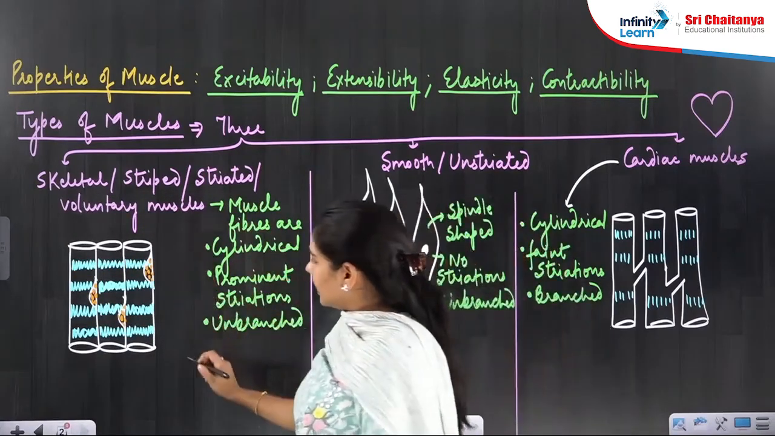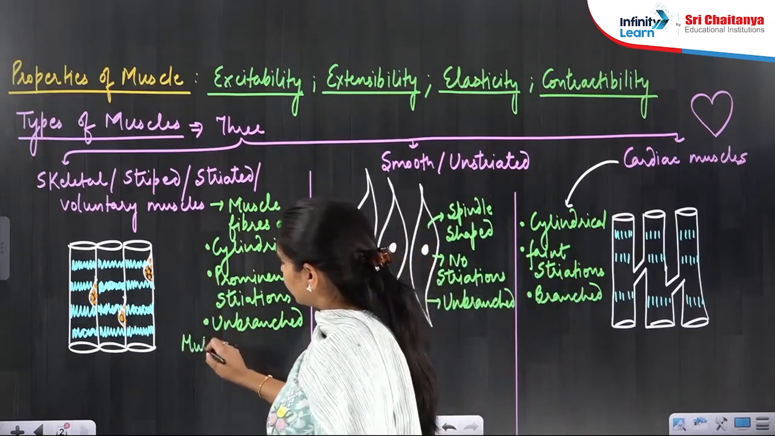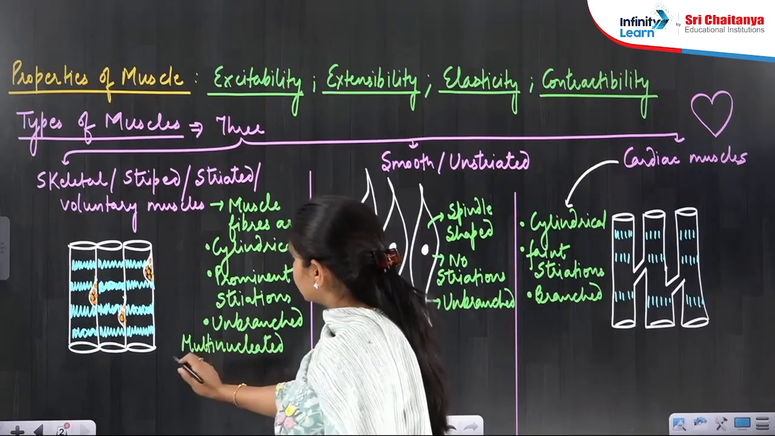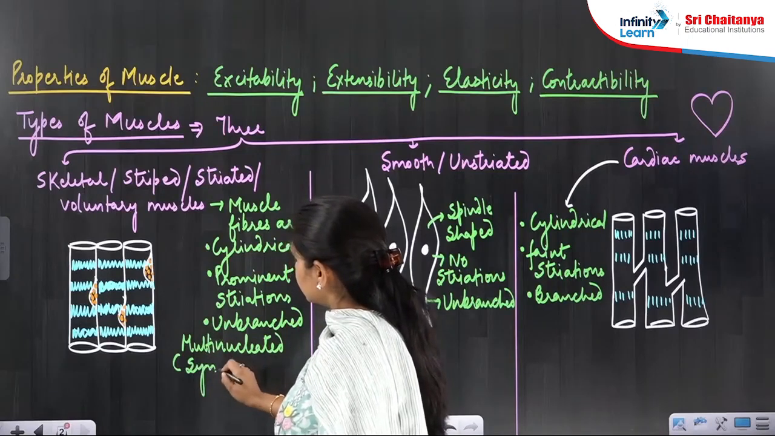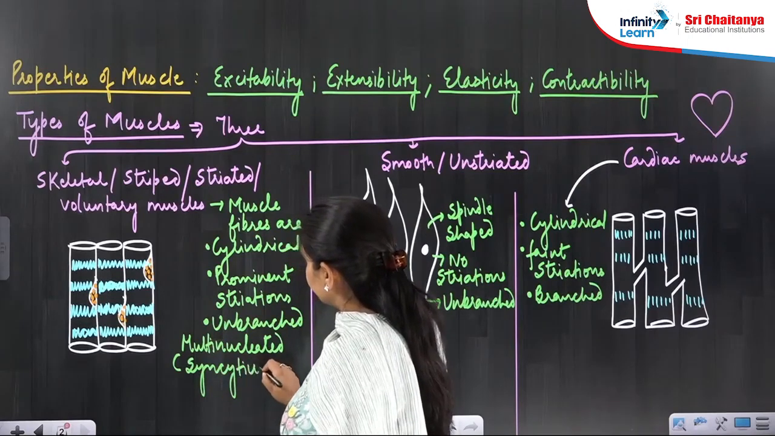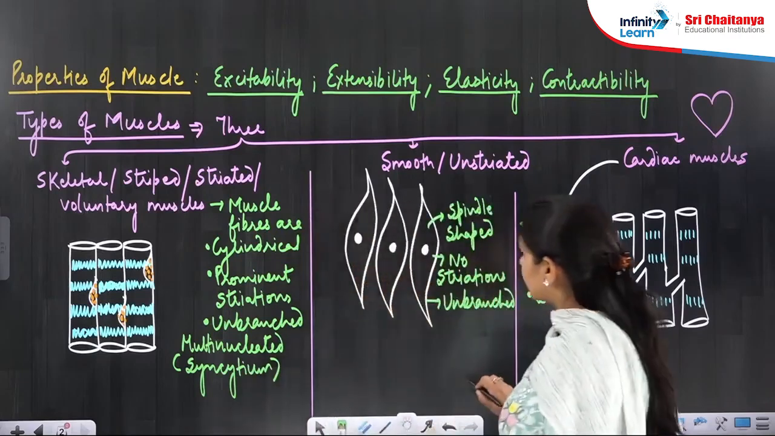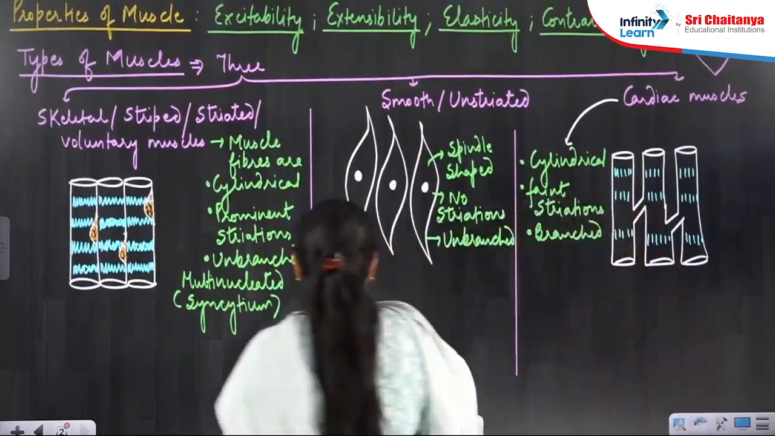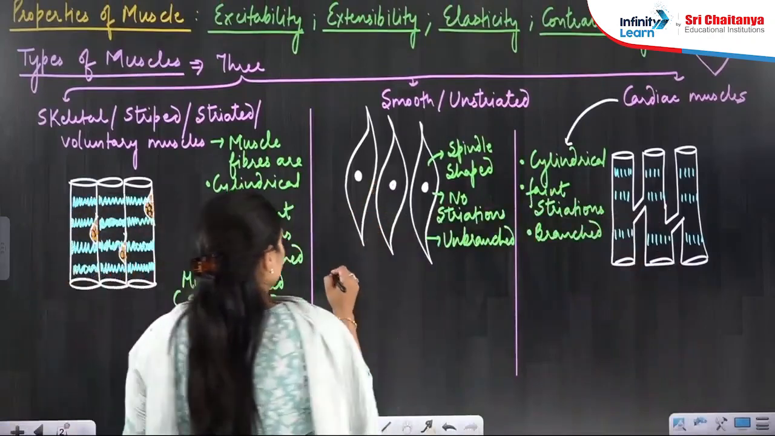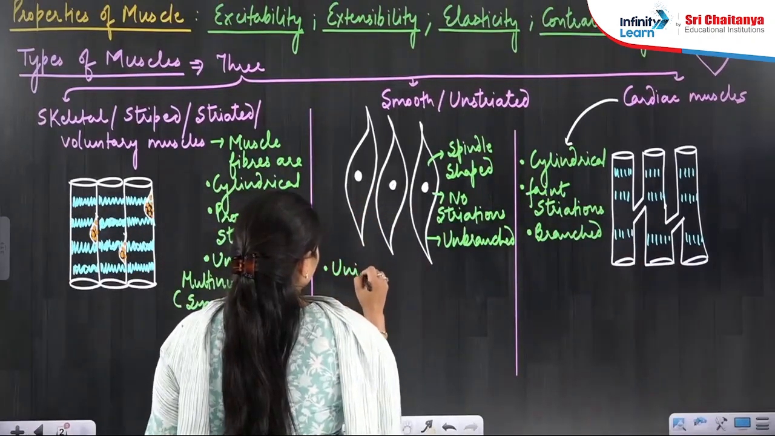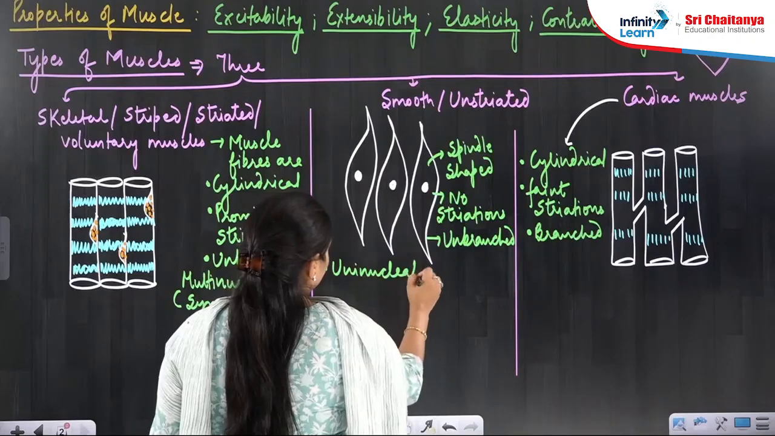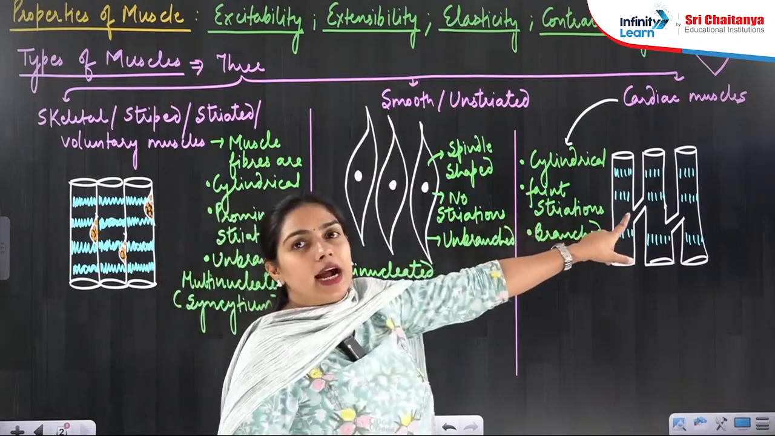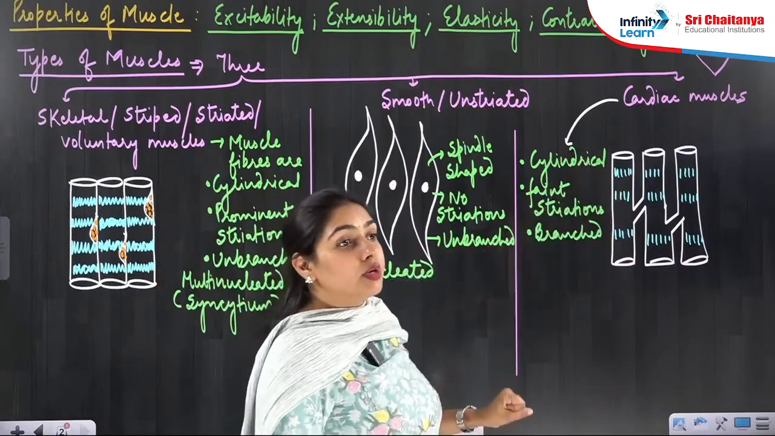So the skeletal muscle is multinucleated, and multinucleate condition is known as syncytium. What is the another name for multinucleate condition? Syncytium. Whereas these are uninucleated, beta. They are uninucleated. Let us see the cardiac muscle also. They are also uninucleated.